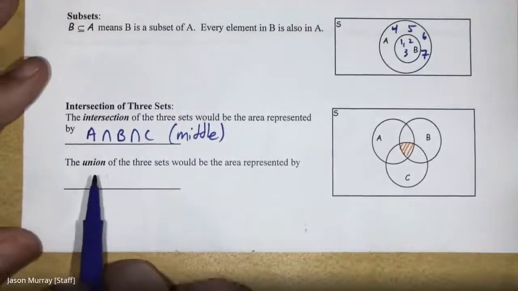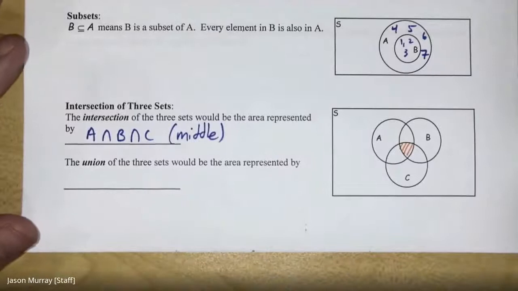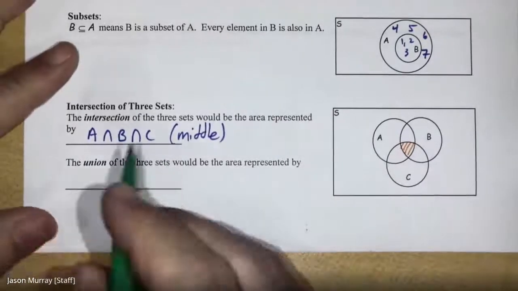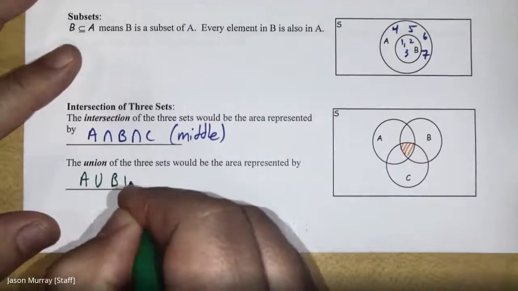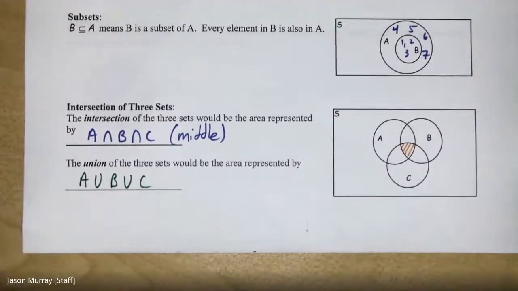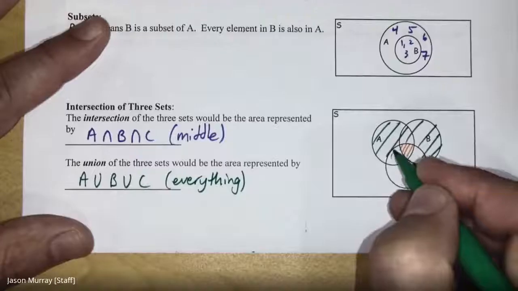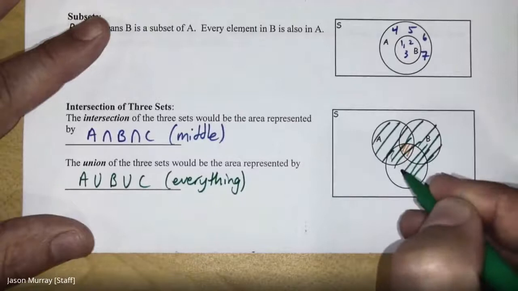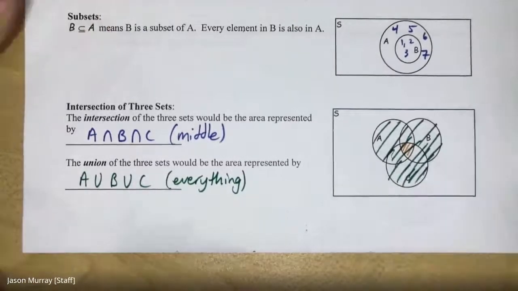The union of the 3 sets is represented by, what would I shade for the union? How would I shade the union here? Gavin? Just the whole thing. That is everything. Everything gets shaded because it's all of it coming together. Do I include the middle? Yes, we do. Going green, the whole thing gets shaded.